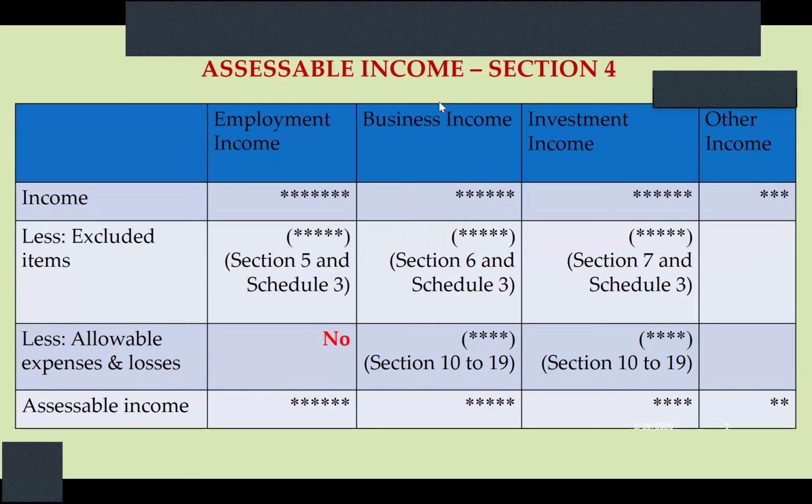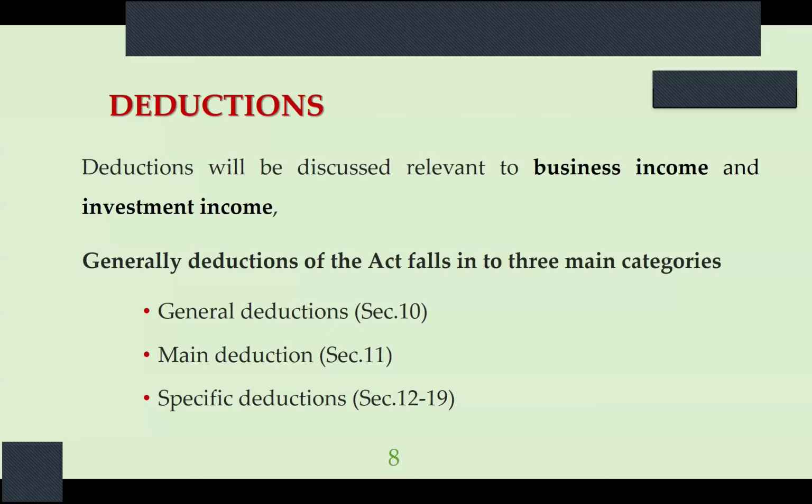Deduction rules means for the business income and for the investment income, there are some expenses that can be deducted when we are calculating the assessable income from business and assessable income from investment. So you should know what are the allowable expenditure for the calculation of assessable income from business and investment. So that is why we are going to study deduction rules. These deduction rules are available in the Act.